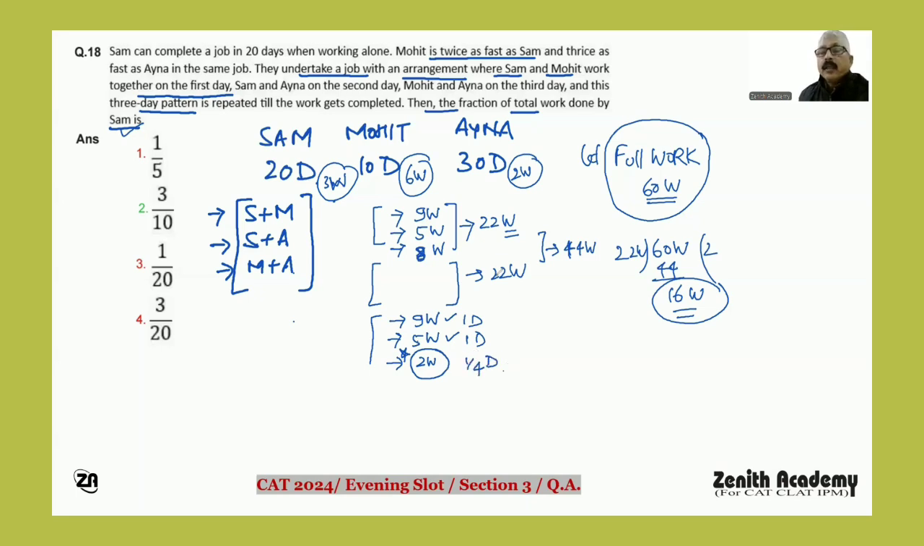It is okay. It means the whole work is going to finish in 2 intervals of 3 days, means 2 into 3 days, right? 1, 2, 3, 1, 2, 3, 6 days. Then 7, 8. Means 1 day of Sam plus Mohit plus 1 day of Sam plus Aina. And now 1 by 4 day of Mohit and Aina. So the work will be finished in 8 and 1 by 4 days. Okay. It is not your requirement. The question asks for the fraction of the total work done by Sam.